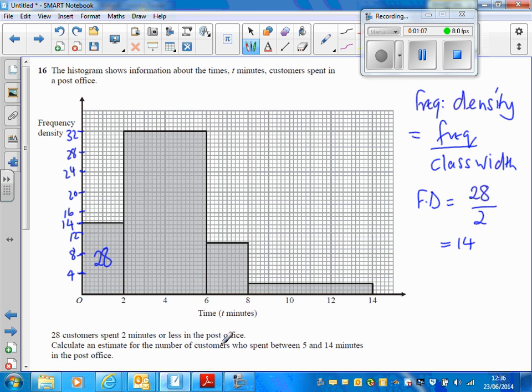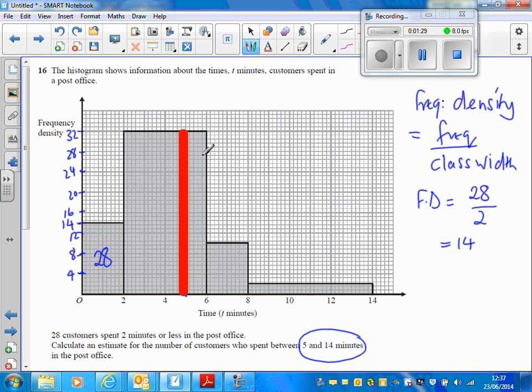If we want to work out the number of customers who spent between 5 and 14 minutes, well 5 minutes is here, exactly halfway between 4 and 6. Let's just do that as a straight line. So it's just there. Oh, that's a bit of a fat line. And then between 5 and 14 minutes, we need to find the area basically to the right of this line.